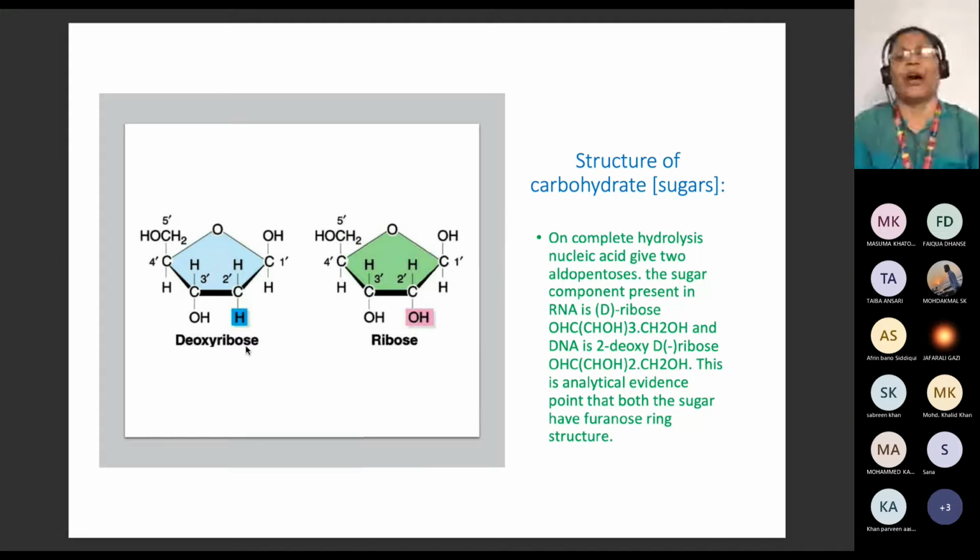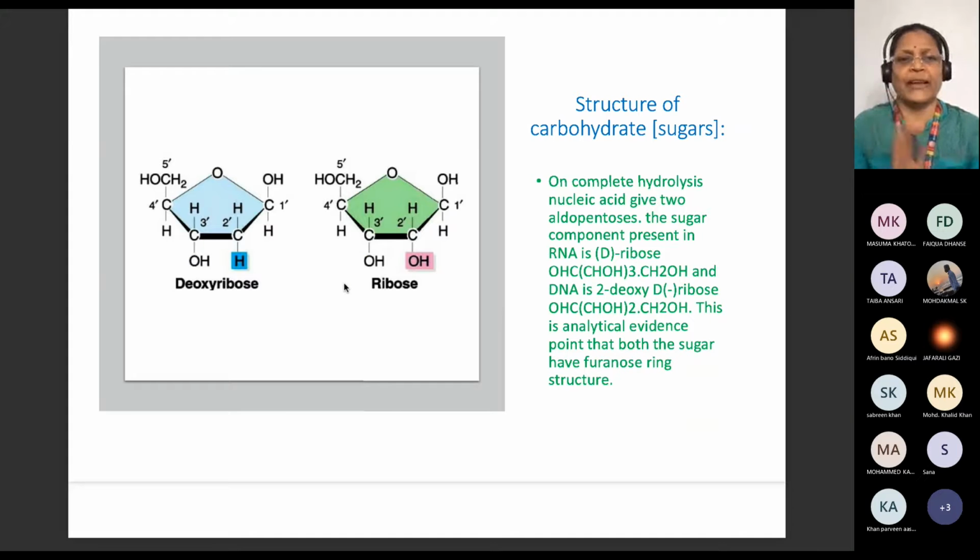This one is the sugar. Keep in mind this OH can be up or down depending on alpha or beta. Then the second OH down, third OH down, fourth you will have O here, and then CH2OH. So the structure is clear, we can go for the next.